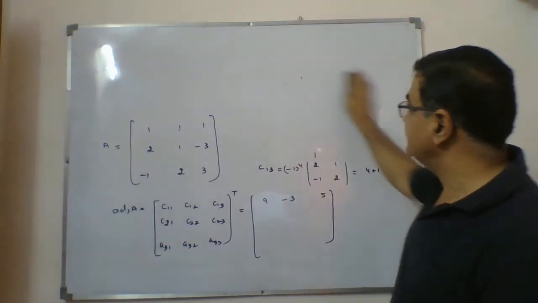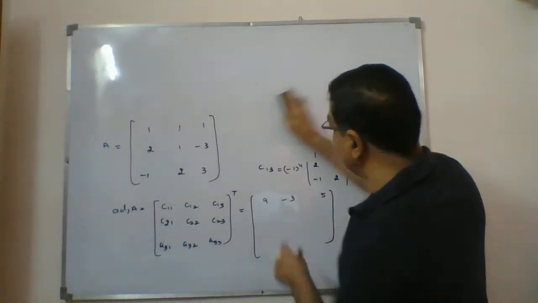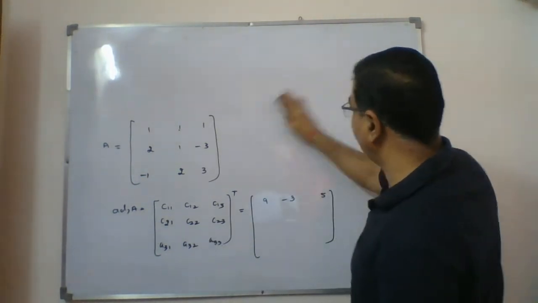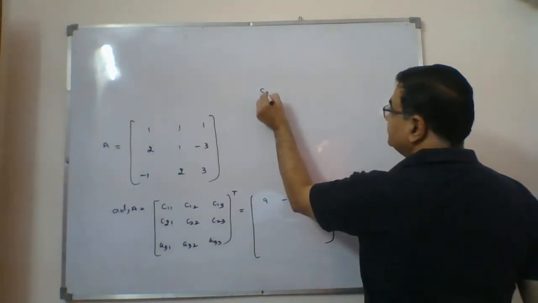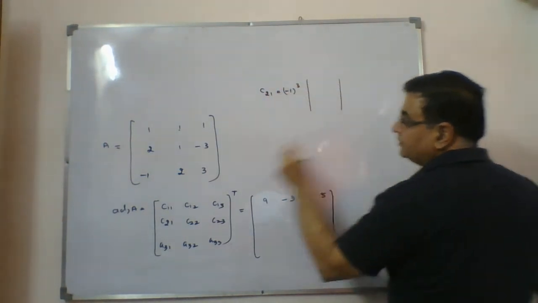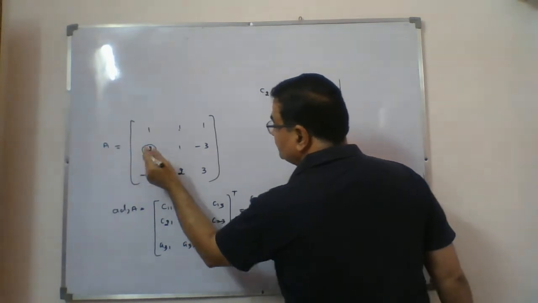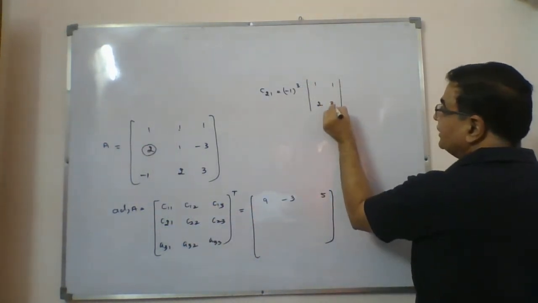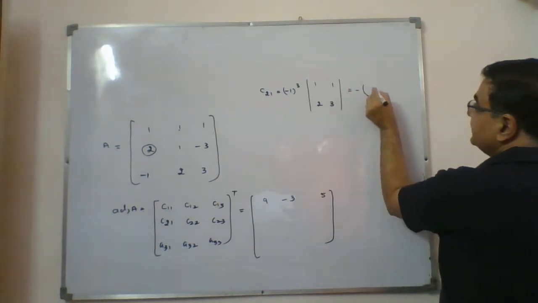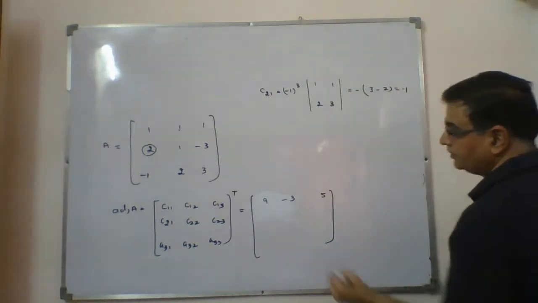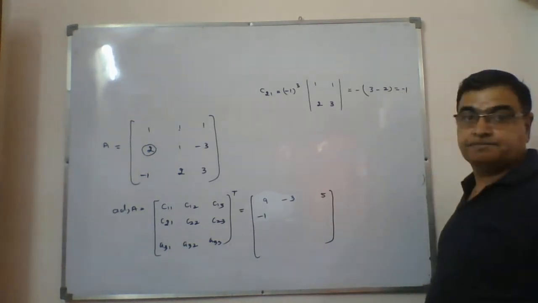Then we go on to the next part. Next elements. We have done the cofactors here. Now I'll take C21, cofactor C21. Minus 1 power 3. Leaving this element now. So leave this. What is left? 1, 1, 2, 3. So it will be minus, here 3 minus 2 comes out to be minus 1. So it is minus 1.